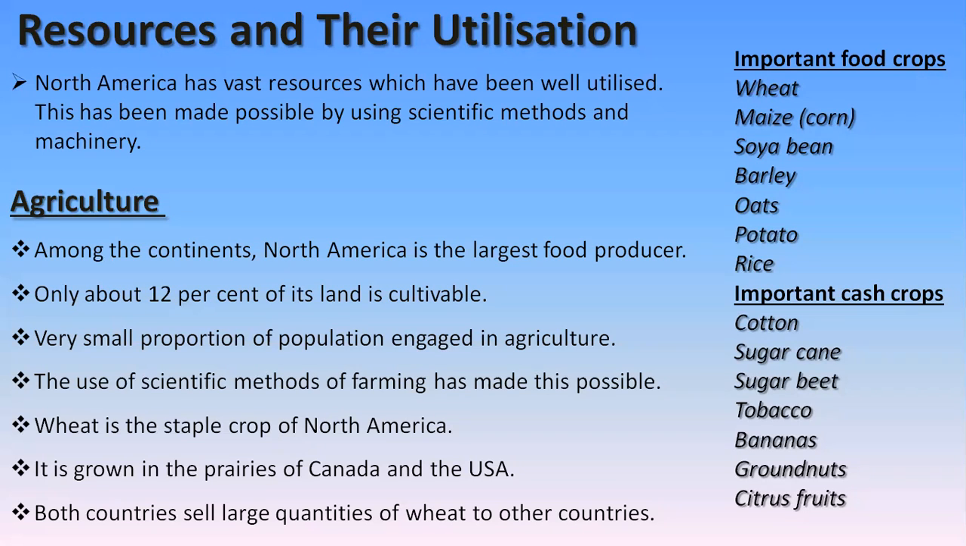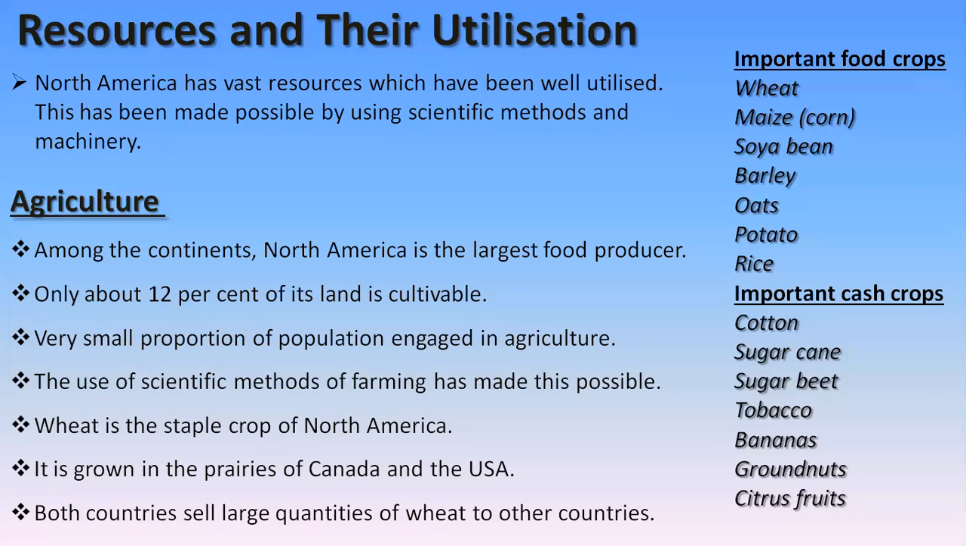What is the reason behind this? Fourth point, you can see that the use of scientific methods of farming has made this possible. They used scientific methods in the agriculture field, in production, cultivation and harvesting. In all sectors they use scientific methods. They use scientific farming methods. That made it possible. They have become the largest food producer in the world.